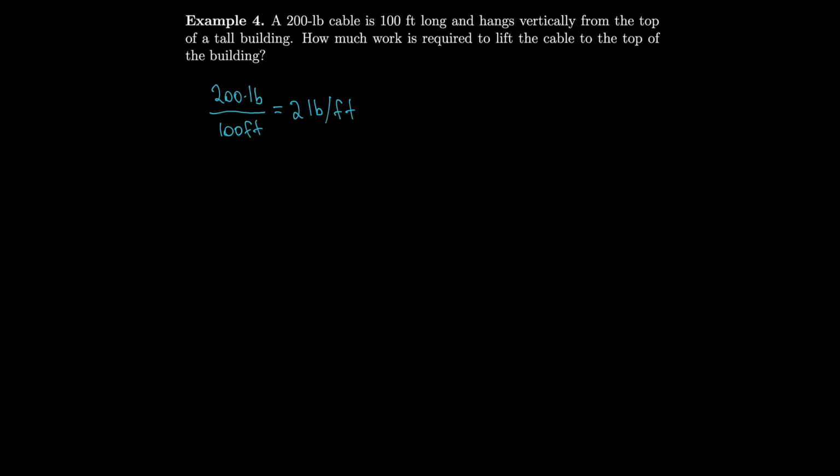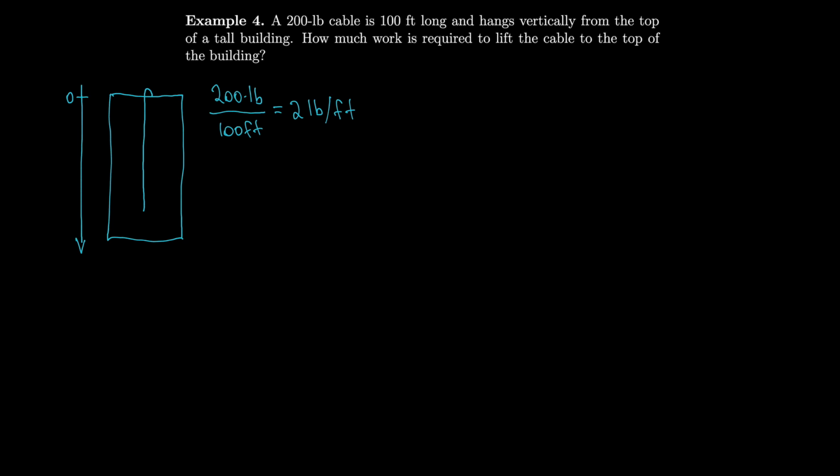So what we can do is take that 2 pounds per foot and multiply it by feet, or by some distance, and then we'll have just the pounds, the weight. So let's see if we can do that. How about we draw this a little bit? Let's say here's the building. Not such a great building. Let's put an axis over here. So here's my axis. Here's 0 at the top of the building. The cable extends downward.